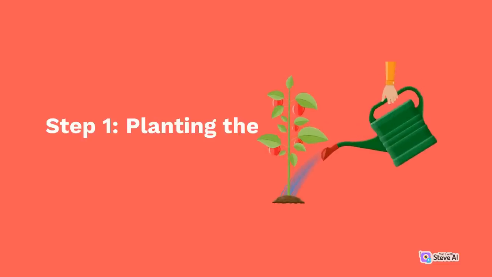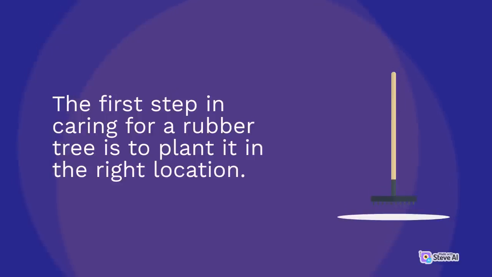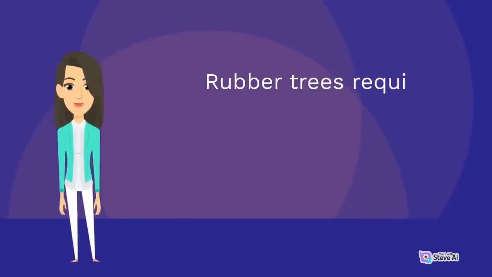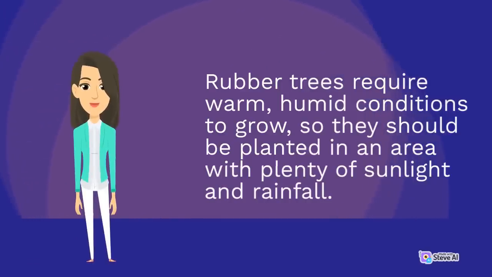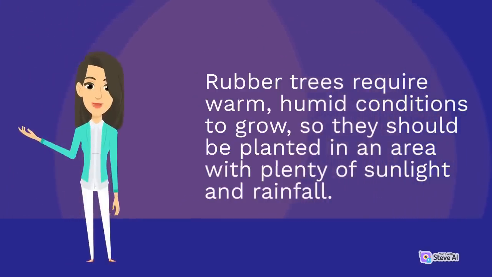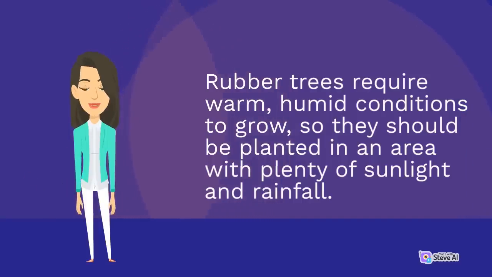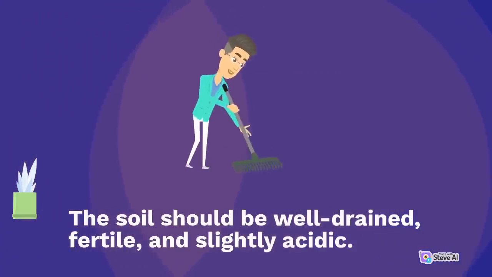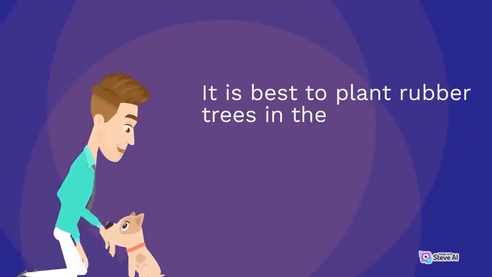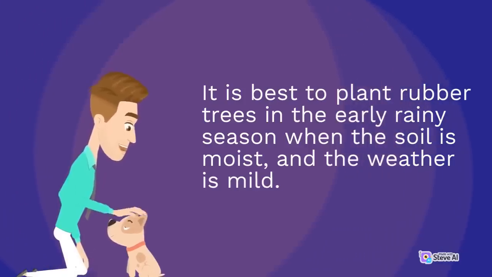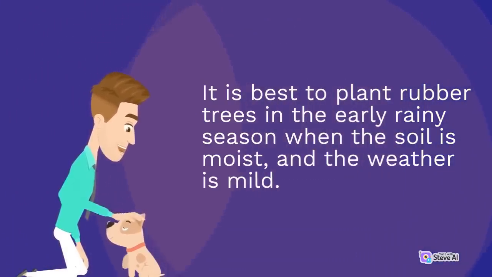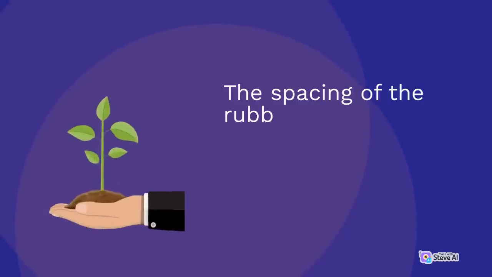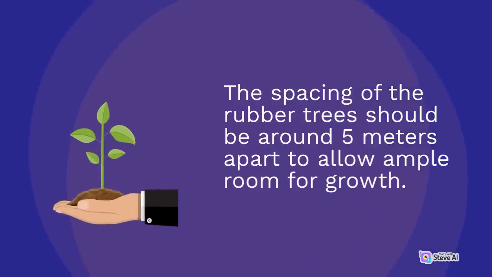Step 1. Planting the rubber tree. The first step in caring for a rubber tree is to plant it in the right location. Rubber trees require warm, humid conditions to grow, so they should be planted in an area with plenty of sunlight and rainfall. The soil should be well drained, fertile, and slightly acidic. It is best to plant rubber trees in the early rainy season when the soil is moist and the weather is mild. The spacing of the rubber trees should be around 5 meters apart to allow ample room for growth.